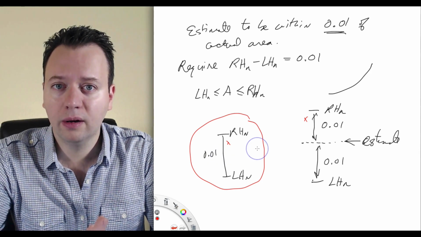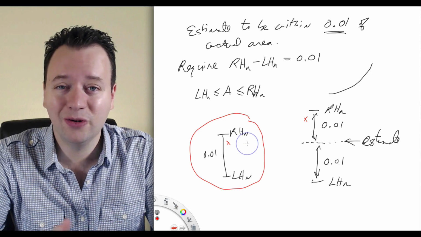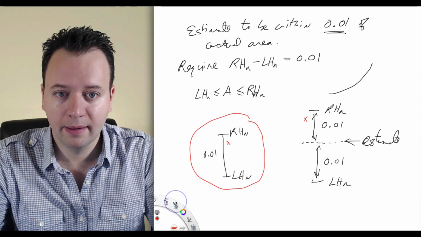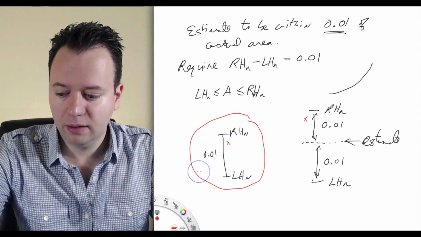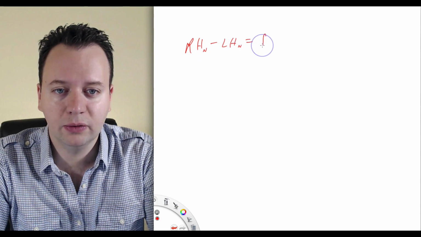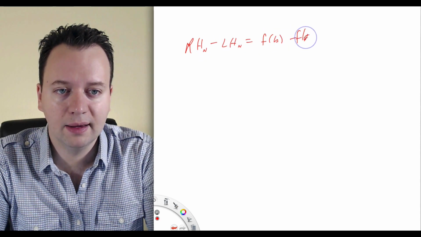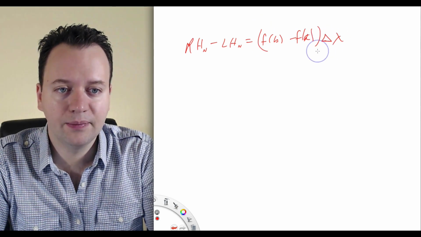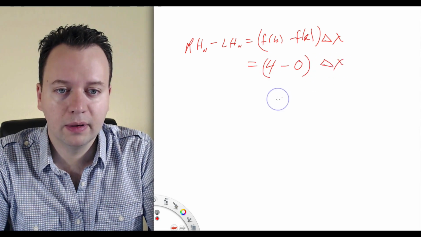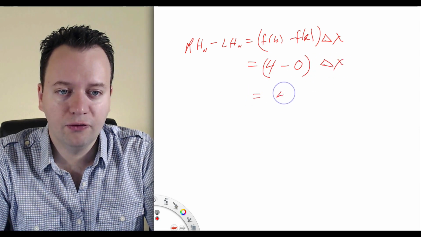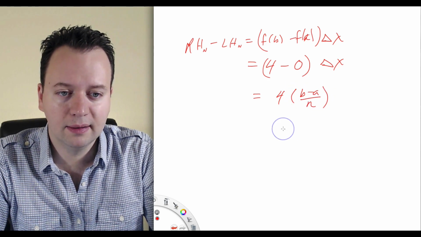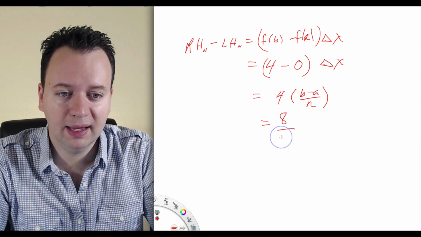So how many subintervals do we need in order to make the distance between the left hand and the right hand Riemann sum equal to 0.01? Well, the right hand Riemann sum minus the left hand Riemann sum is equal to f of b minus f of a, all times delta x. Now f of b is 4 and f of a is 0. So we get 4 times delta x. Delta x is b minus a over n. Now b minus a is 2, so we basically get 8 over n.